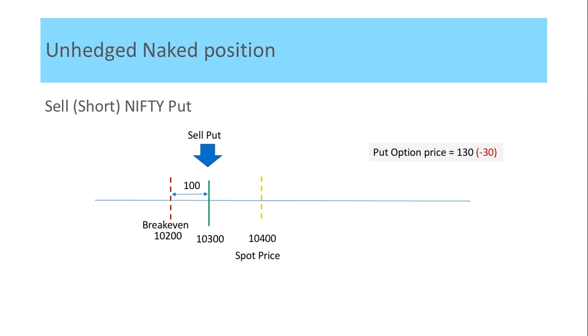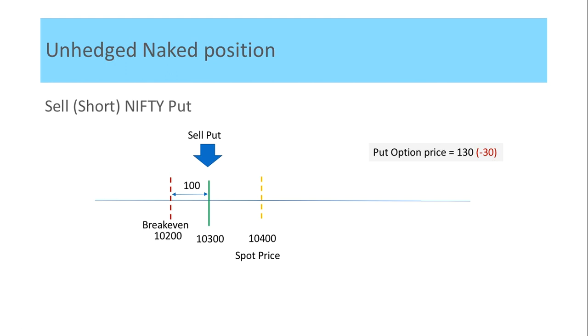So at 10,400, the spot price is now closer to the strike price and hence the probability of this option expiring in the money is higher. So the premium expands. And because the premium expands, it works against me as a seller. So I'm now making a loss of 30 bucks on this trade.